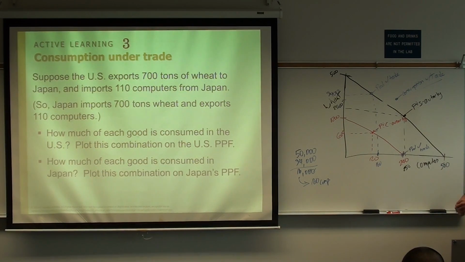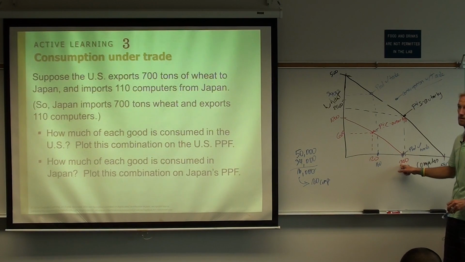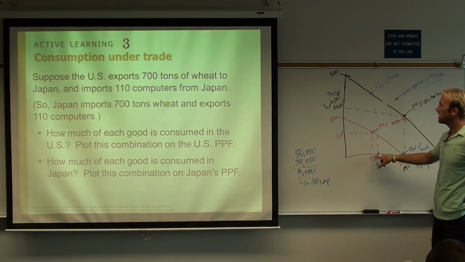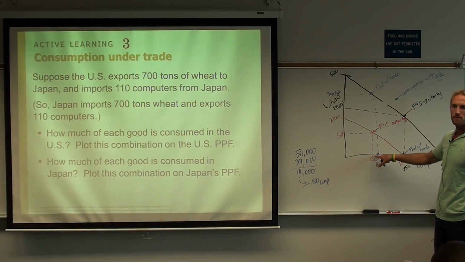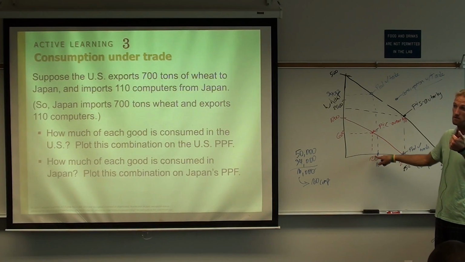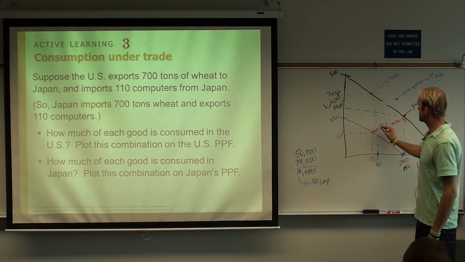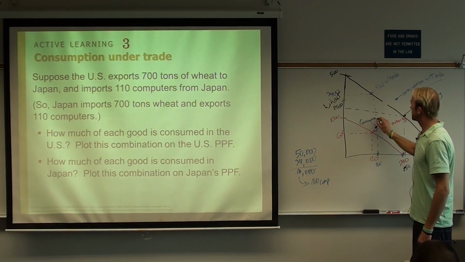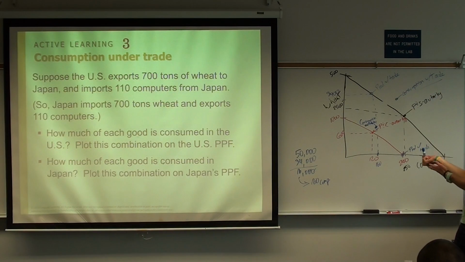Now let's do this for Japan. Okay, Japan's a little bit easier. They make 240 computers, and how much are they sending away? 110. So how many of them are left? 130 computers. So we're over here somewhere. And how much are they eating? Did they make any wheat for themselves? No. But where are they getting their wheat from? The United States. And how much is that? 700. So we're up here, I guess here. We're consumption with trade.